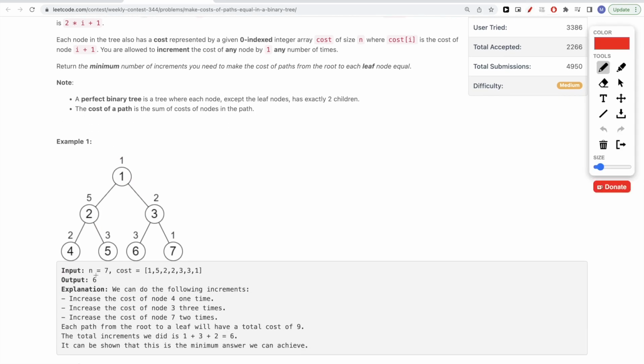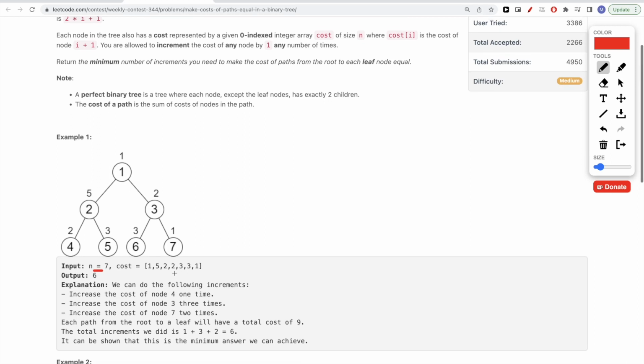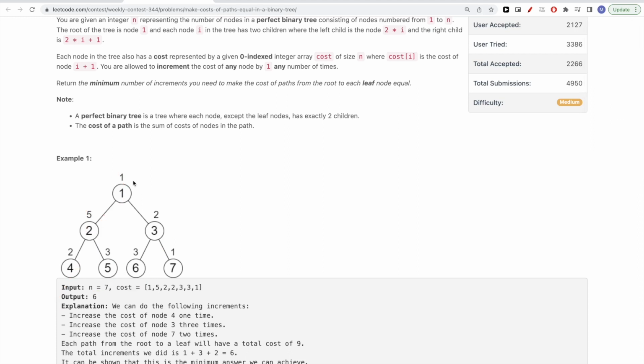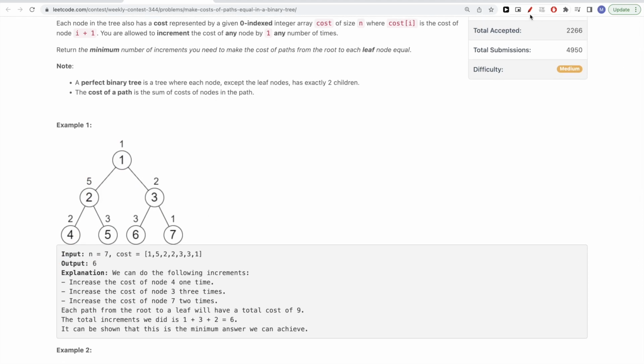So we get n equal to 7. So that means we have nodes from 1 to 7. And this is the cost. And so what we are asked to do here is return the number of increments to make all the paths, so this path, and then this path, you get the idea, all the paths equal. So how do we do this?